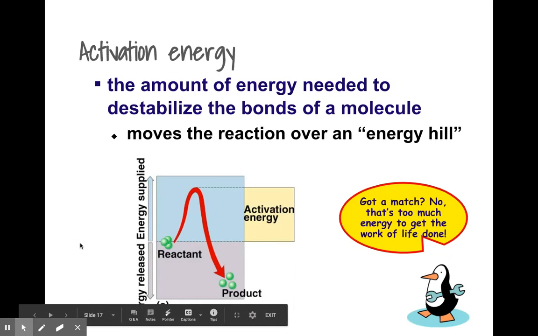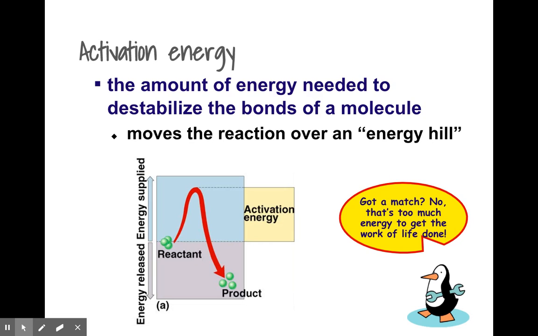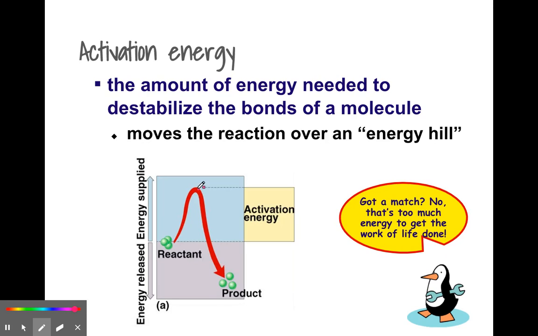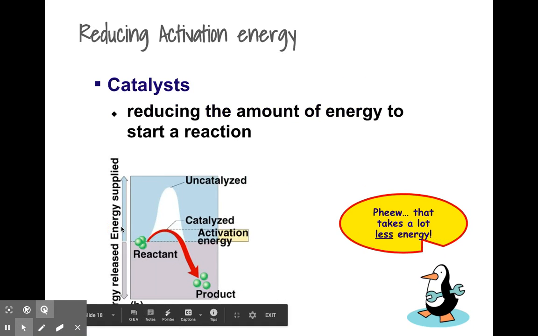So the amount of energy needed to destabilize the bond of a molecule moves the reaction over the energy hill, as we see here. This here is called our activation energy. Activation energy means that this is the amount of energy needed to break the bond apart. Now, we want to be able to reduce that energy.